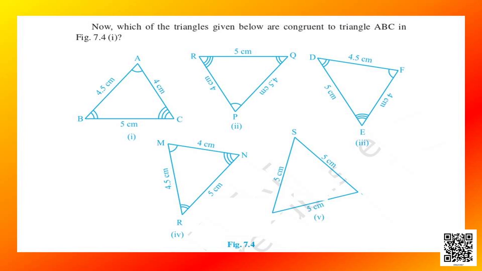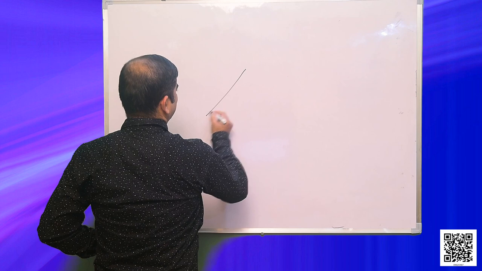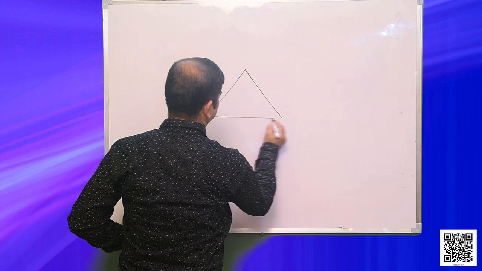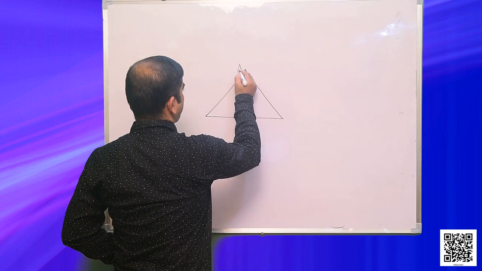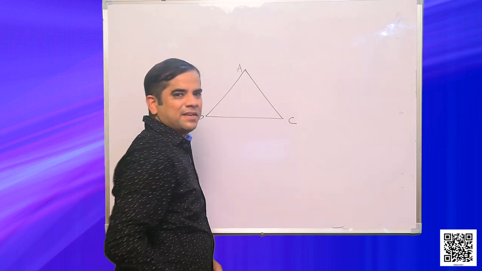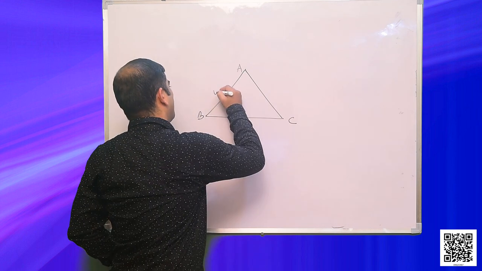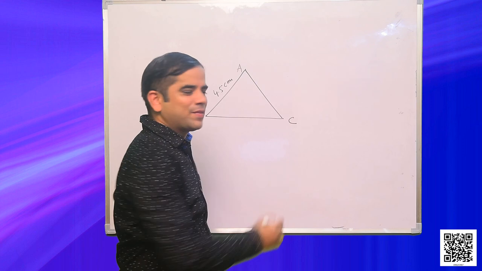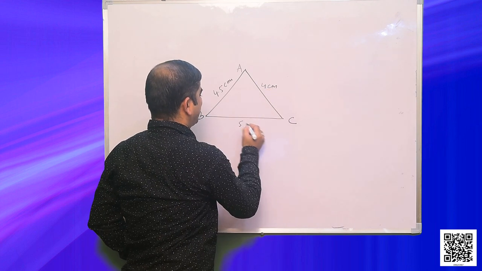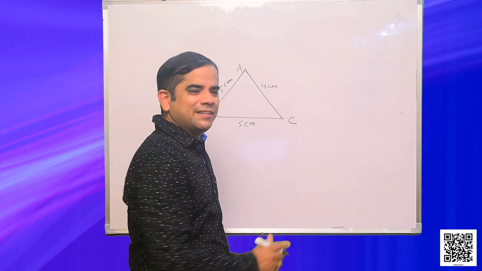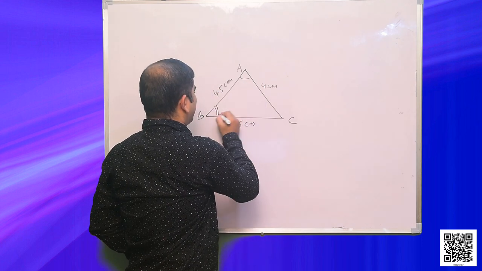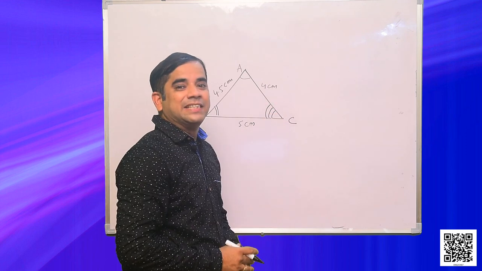If I rotate the triangle that is in figure 2, what we see is that the vertex P goes upward and the base RQ comes downward. That means this is the triangle ABC having sides 4.5 cm, 4 cm and 5 cm. And some signs are given like this. I will explain what these mean.